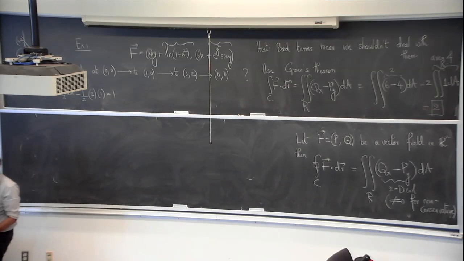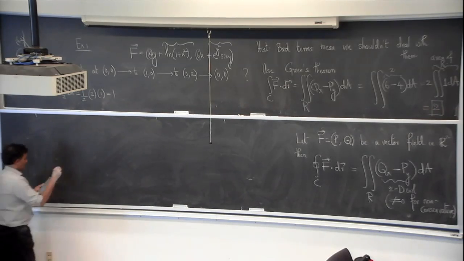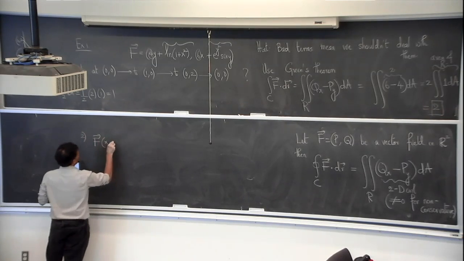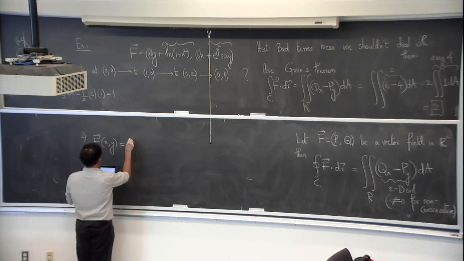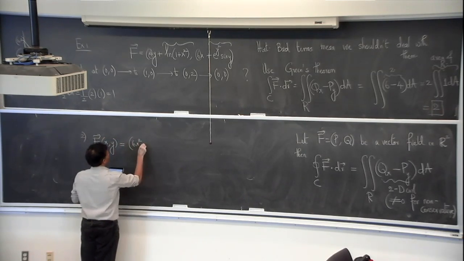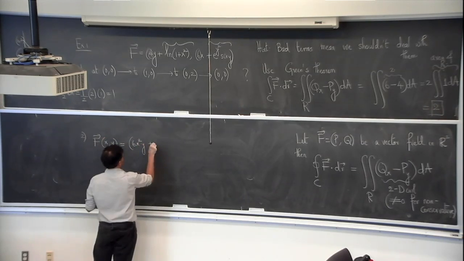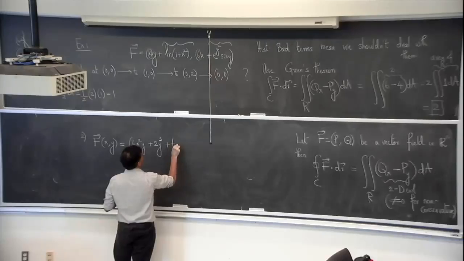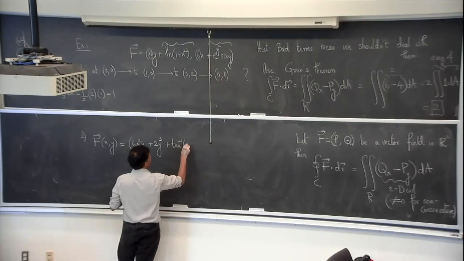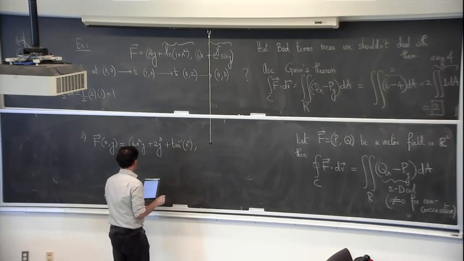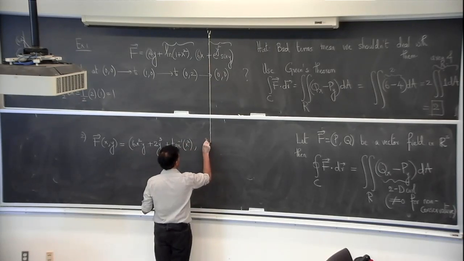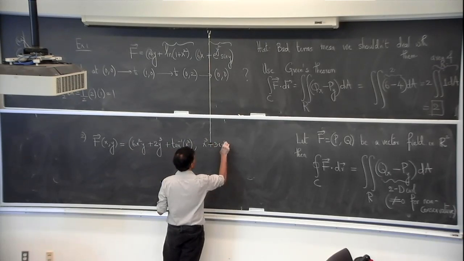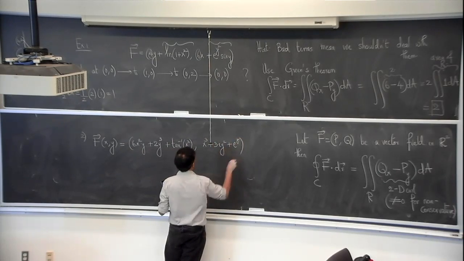Here comes another crazy vector field. Example 2: F of x, y equal to 6x squared y plus 2y to the 3 plus tan inverse of x squared, and then x to the 3 plus 3xy squared plus e to the y.